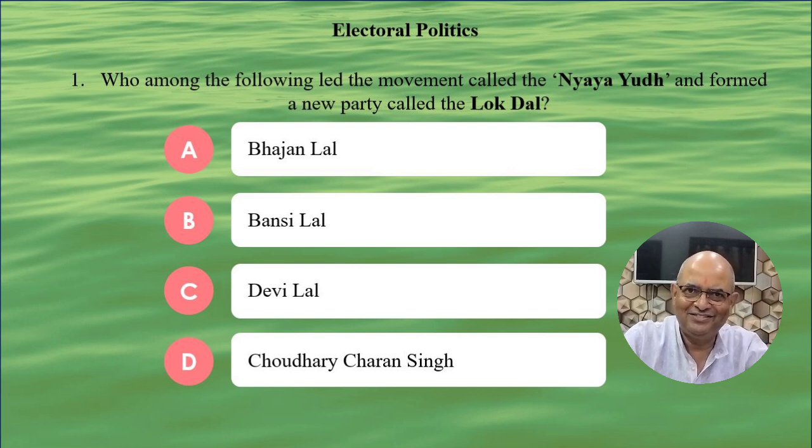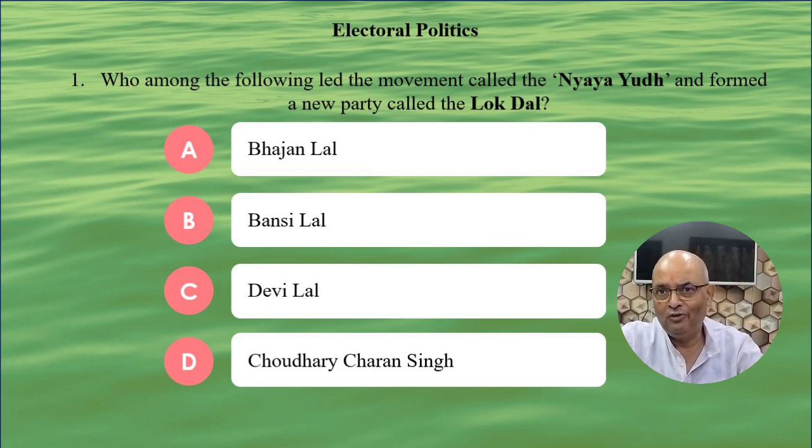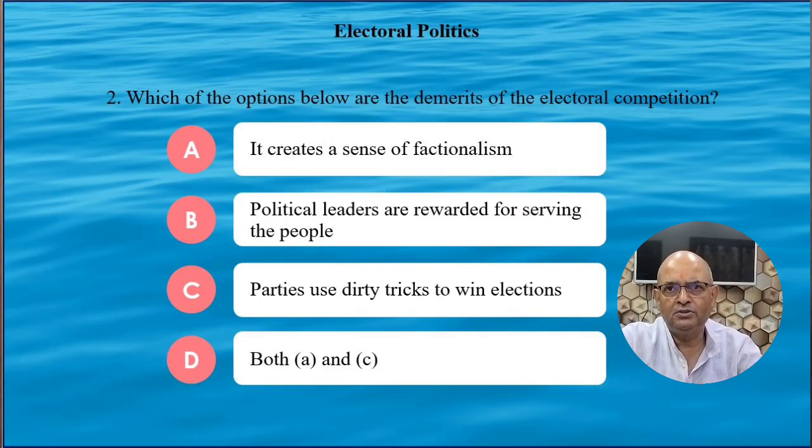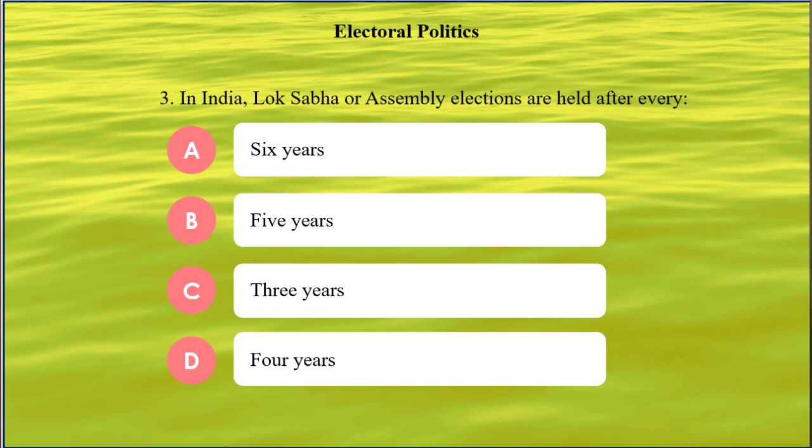Let us check the answers now. Who among the following led the movement called the Nyaya Yudh and formed a new party called Lok Dal? The answer is Devilal, so option C is correct. Which of the options below are the demerits of the electoral competition? Both A and C, so option D is correct. In India, Lok Sabha or assembly elections are held after every 5 years, so option B is correct.